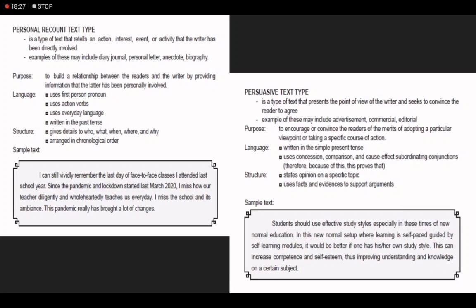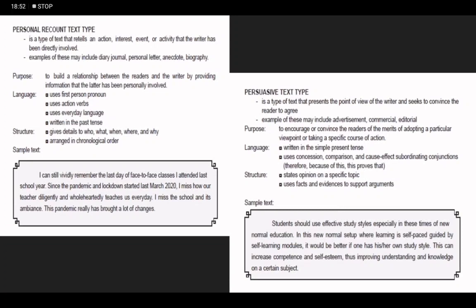written in the past tense, and gives details to who, what, when, where, and why, and it is also arranged in chronological order. So once again, in this sample text below, we can see that this is a personal recount text type because it retells an action, interest, event, or activity that the writer has been directly involved.